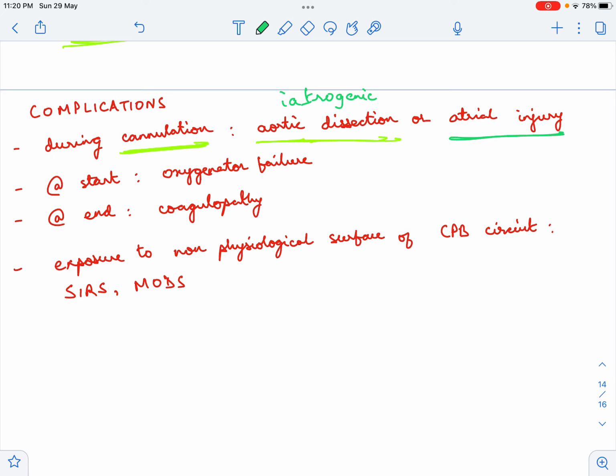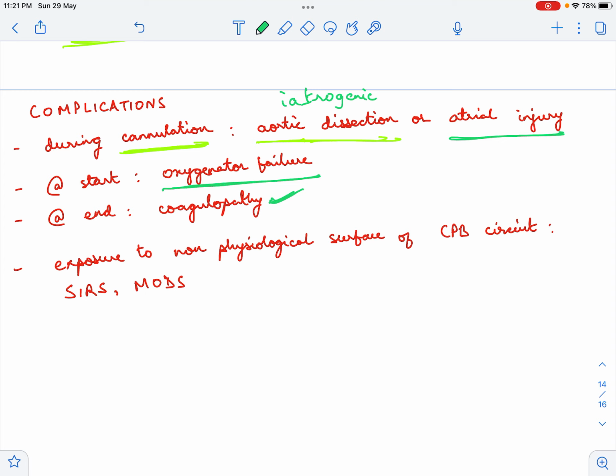Now, when you are starting the CPB circuit, supposing the oxygenator does not work. So, this is oxygenator failure. Secondly, at the end of the cardiopulmonary bypass machine, because the blood is exposed to a non-physiologic surface, there might be coagulopathy because the Virchow's triad is disturbed.